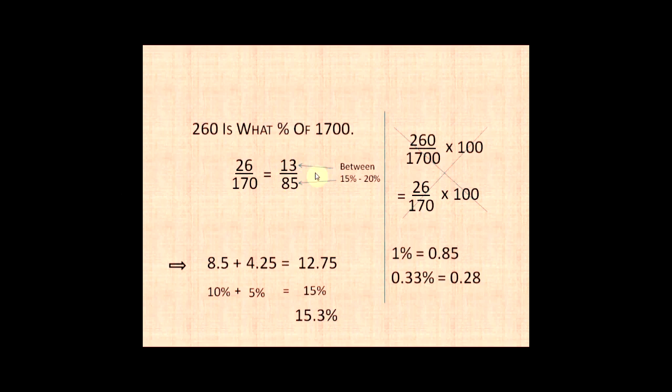Fine. Now, this is one of the examples that we are taking. Let's move on to another example. Let's say I have to calculate 190 is what percentage of 820. So again, focusing on the fraction 190 by 820, I'll get 19 by 82. Now this time be careful. 10% is 8.2, double of which will be 16.4.